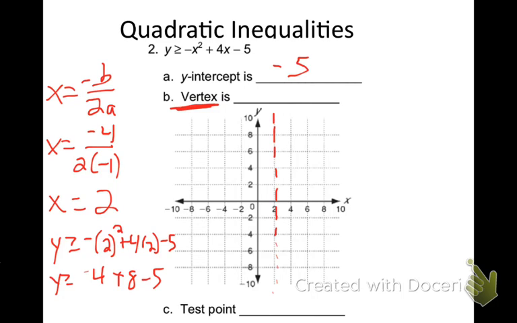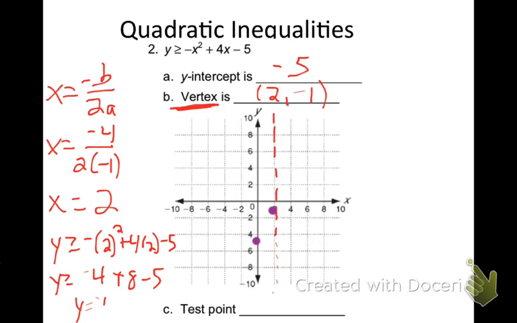My y value is going to be what then? My y value will be... What's my y value? Negative 1. So my vertex is now located at 2, negative 1. I plot my vertex. It's about right there. I plot my y-intercept, which says negative 5.